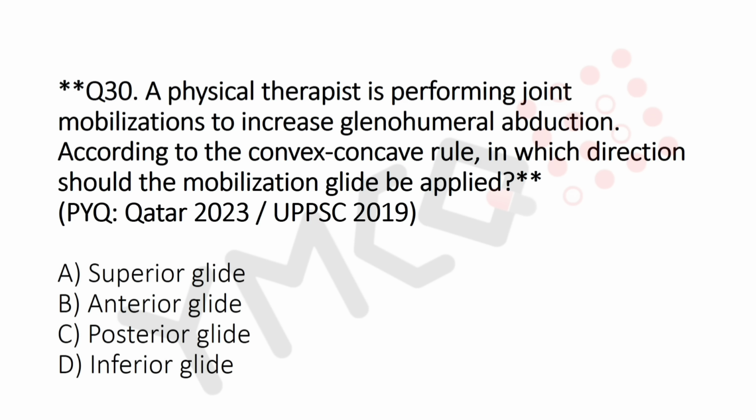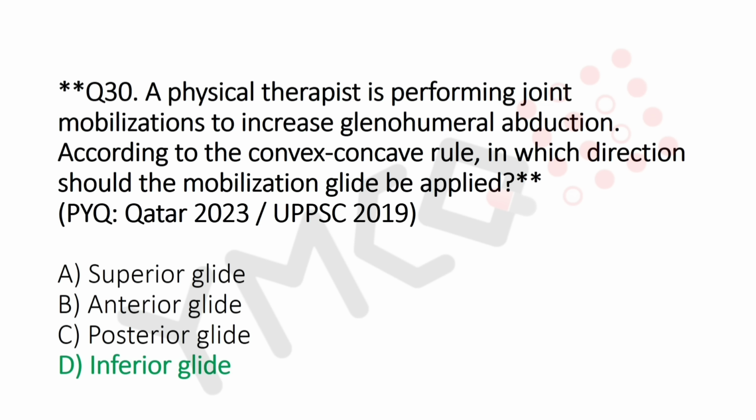And the answer is option D, inferior glide. The convex head of the humerus rolls superiorly during abduction to keep it in the socket. It must glide inferiorly, that's downward. Okay.